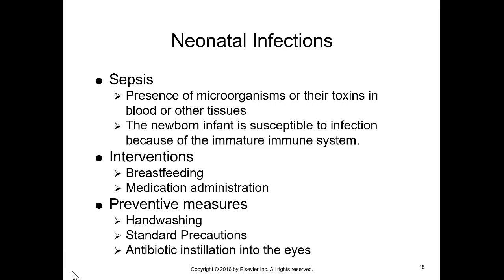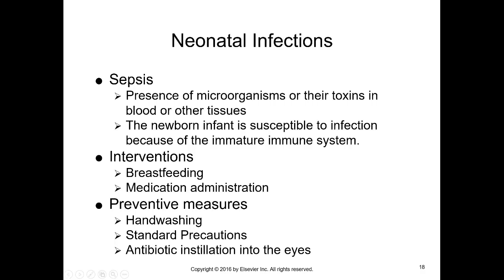So the first neonatal infection we're going to talk about is sepsis. Sepsis is the presence of microorganisms or their toxins in the blood and other tissues. The newborn infant is susceptible to infection because of their immature immune system. If you look on table 35-2, which is on page 858 in your book, it goes over the risk factors for neonatal sepsis.